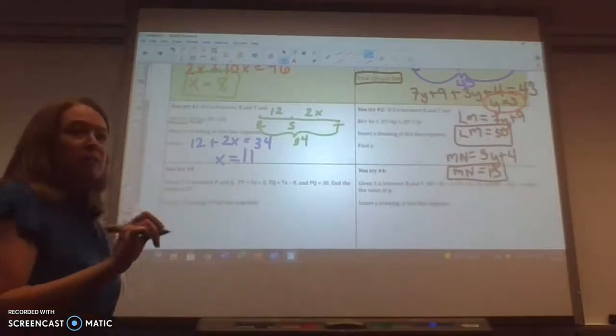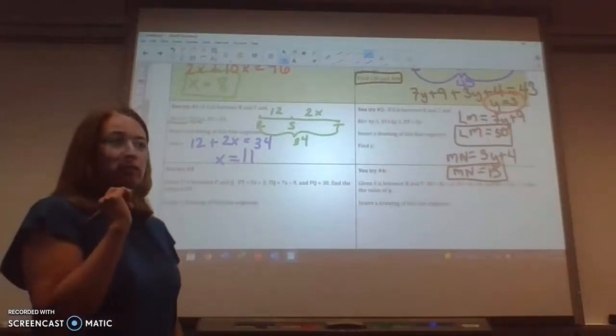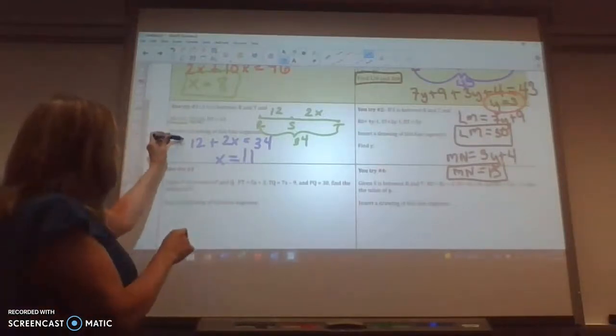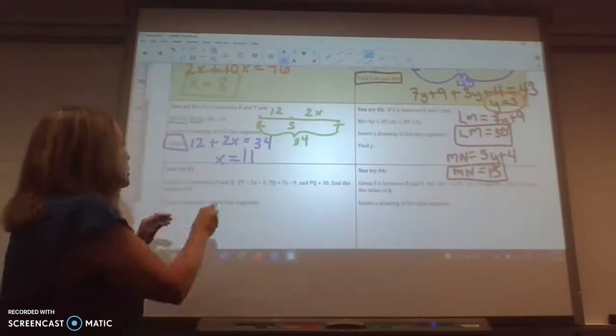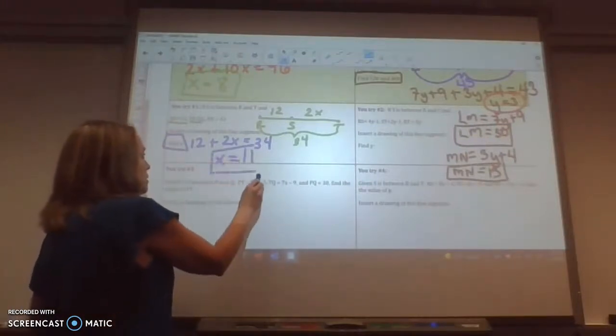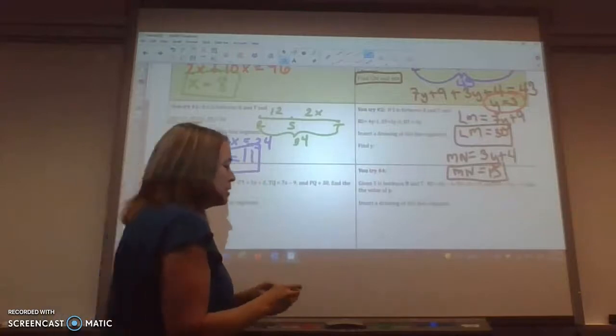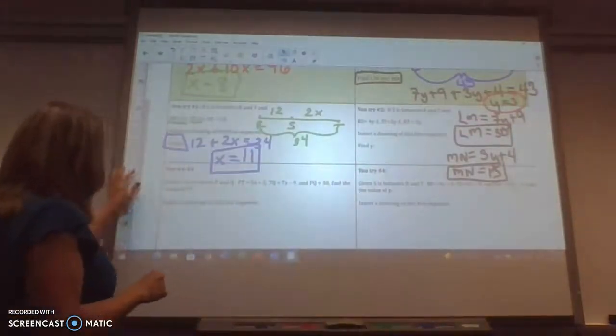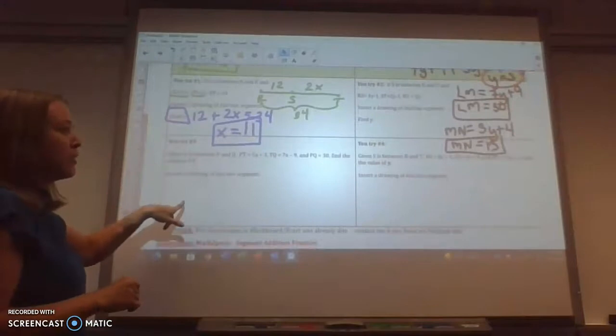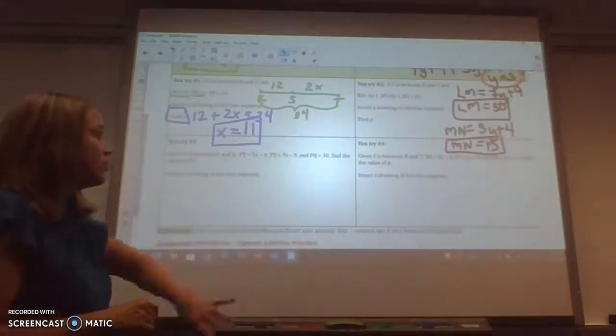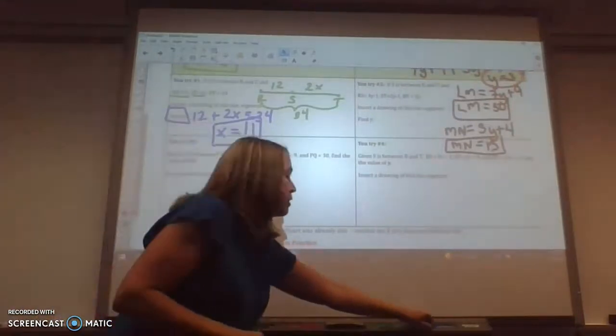Now, did it ask us to find x? Was that the question? Yes, it did. That's what it says right there. Find x. So are we done? We are done because we found x. We answered the question. Yay. So now I'm going to try the one underneath it, and then you guys are going to try the ones over there.